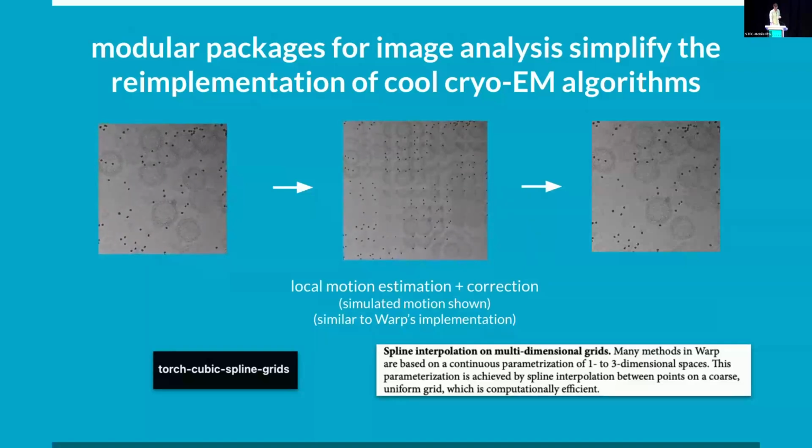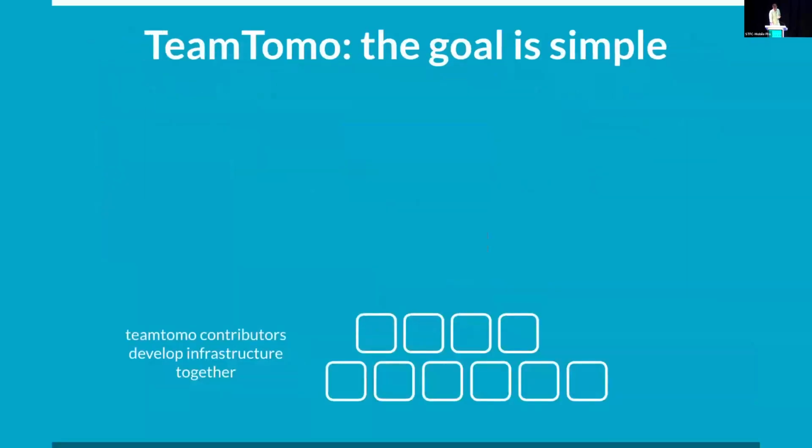I won't go into too much detail because I don't have masses of time. But yeah, I started putting these packages together under an umbrella called teamtomo on GitHub. And so the idea here is pretty simple. It's that teamtomo is a place where a bunch of people contribute and develop infrastructure together. So this is kind of low-level packages that let you do useful things.